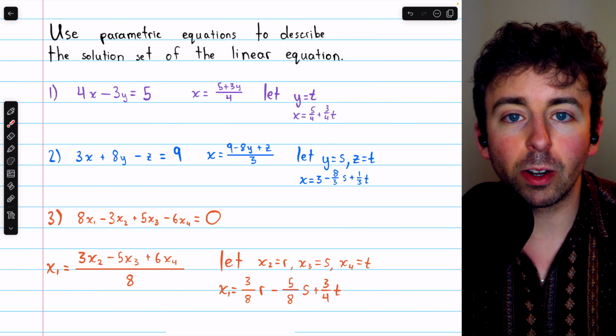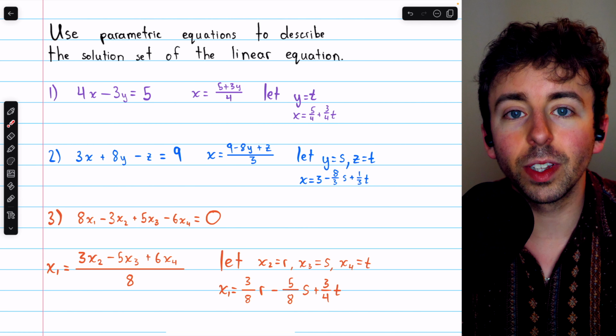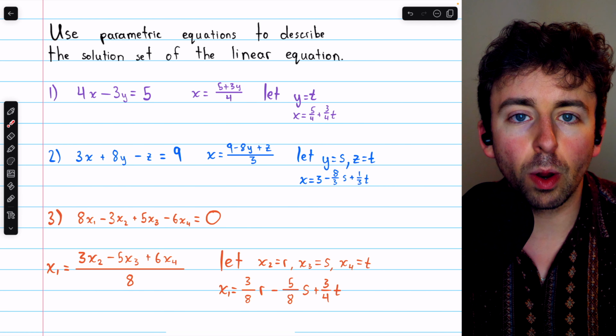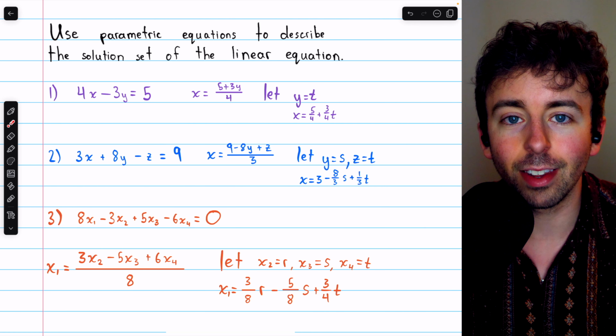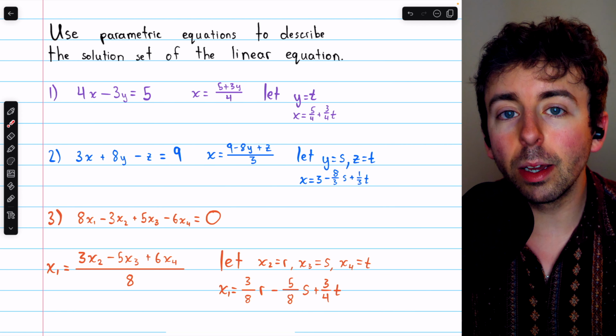So that's how to use parametric equations to describe the solution of a linear equation. I'll leave links in the description to videos where we go over some more challenging examples with multiple equations and a parametric solution set.